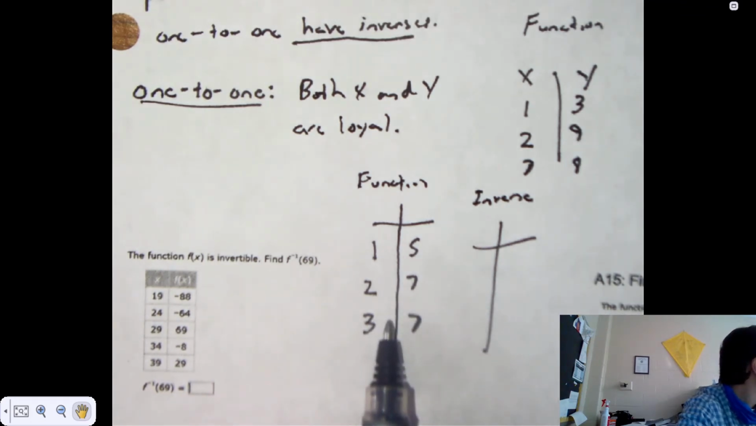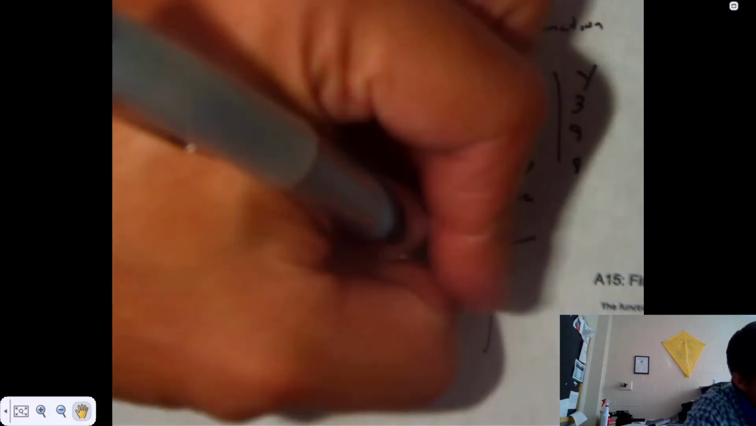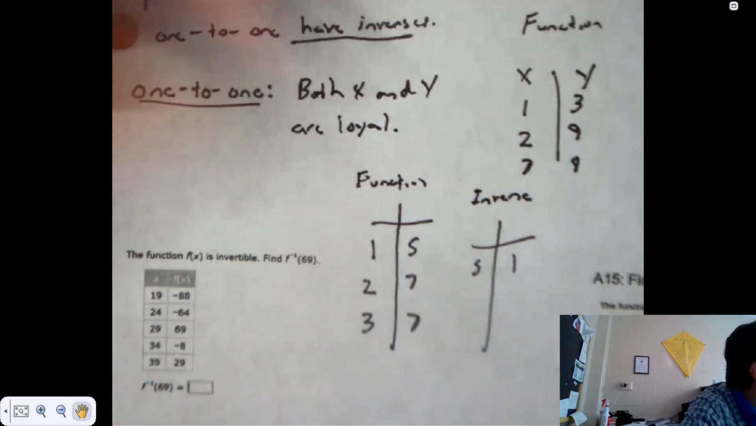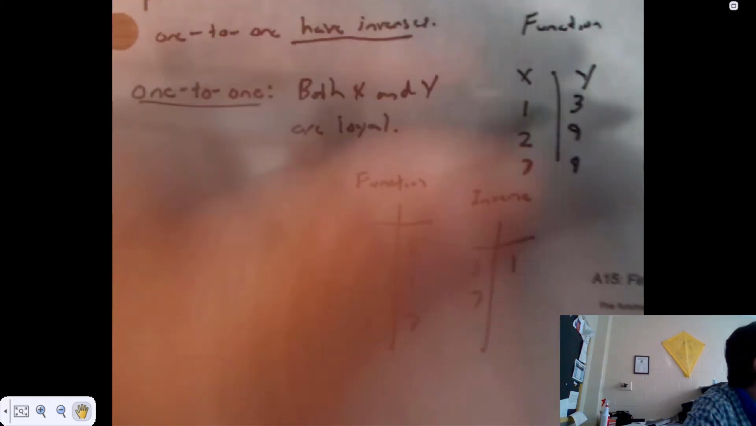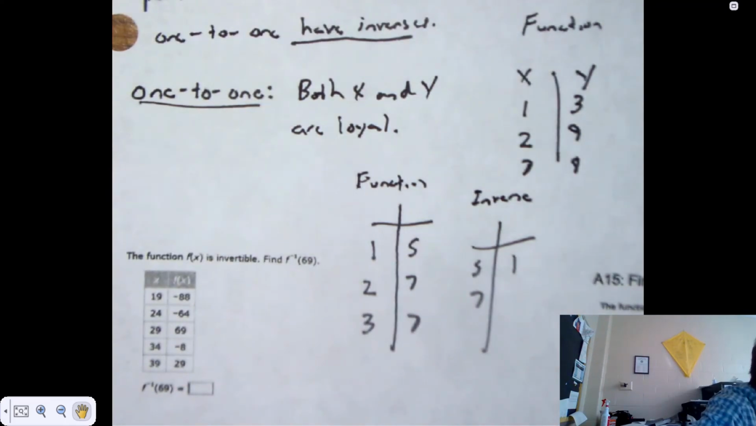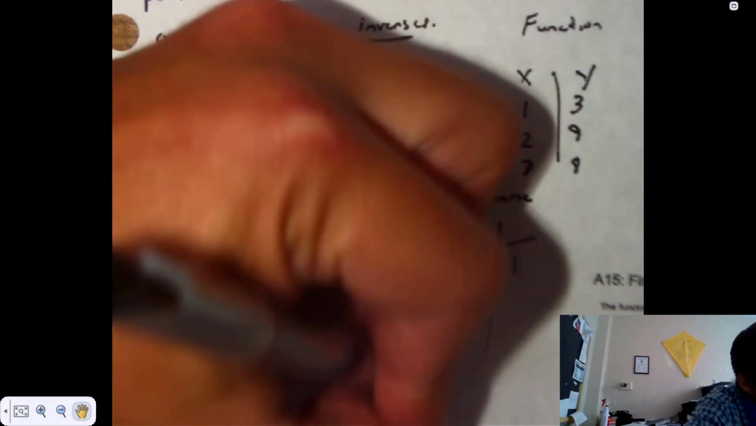You really can't swap it, because you can swap this guy, 5, 1, that piece is invertible. But when it comes to the 7, which y's going to keep? You don't know. That's the thing. You don't know which one is going to be the new input. So this is not invertible.